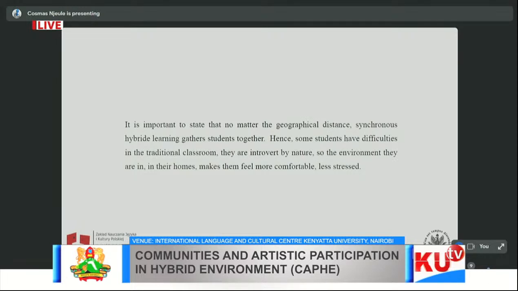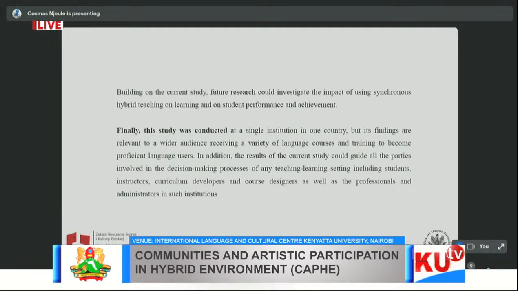Learning is most fruitful when it's activated, problem-based, experiential, requiring higher order thinking, and providing immediate feedback. Students in our context got the opportunity to practice all such higher order skills in a relaxed atmosphere with their peers under the supervision of their teacher. It is important to state that no matter the geographical distance, synchronous hybrid learning gathers students together.